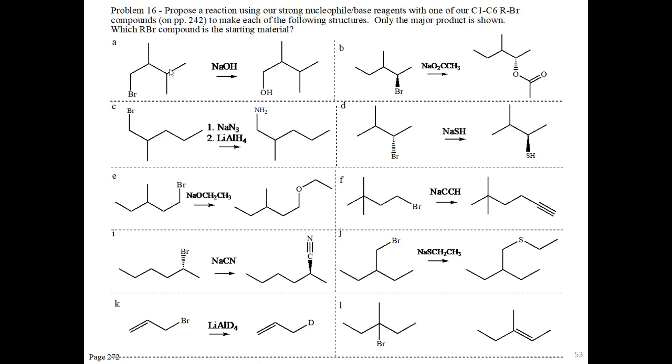Here I have lithium aluminum deuteride. The nucleophilic deuterium bumps off the bromine. I can't tell if it's backside because it's a primary center. And here I would need a very strong base. So sodium alkoxide would be fine for a tertiary bromoalkane.